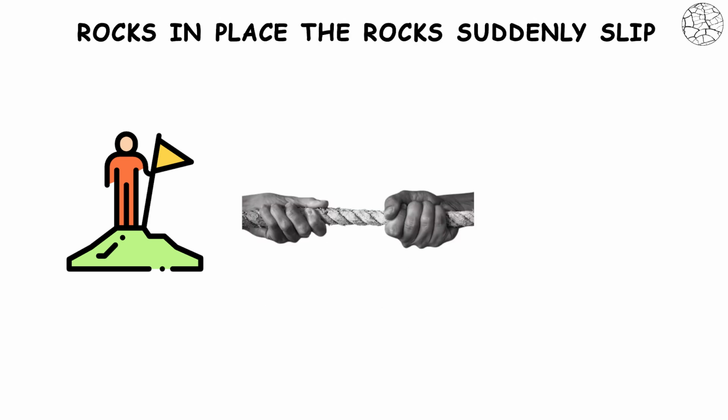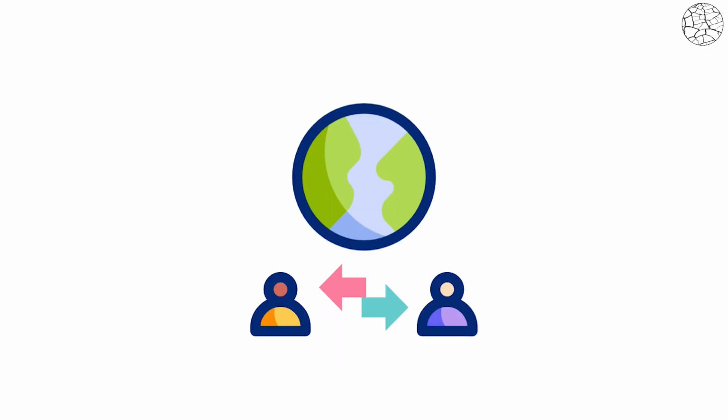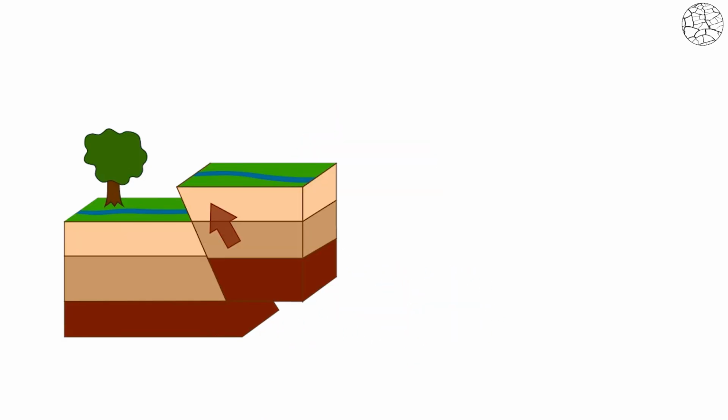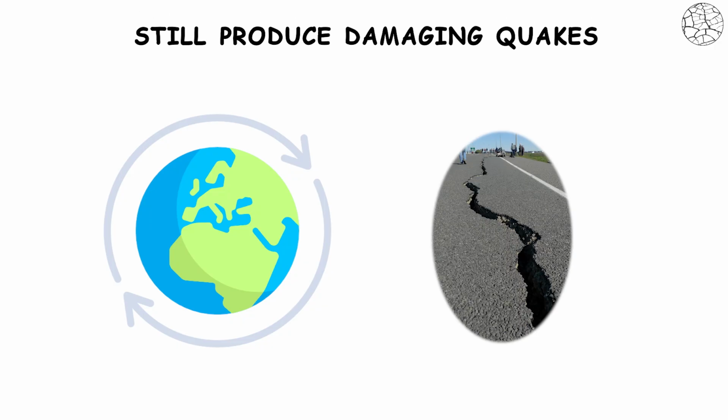When the stress along a fault overcomes the friction holding the rocks in place, the rocks suddenly slip, releasing accumulated energy. This abrupt movement is what we feel as an earthquake. Some faults, like the San Andreas Fault, are well known and monitored closely, but there are thousands of smaller faults worldwide that can still produce damaging quakes.